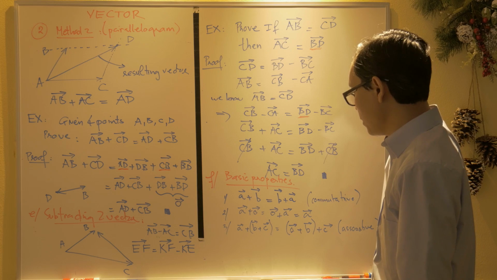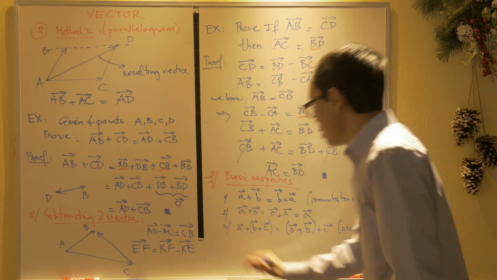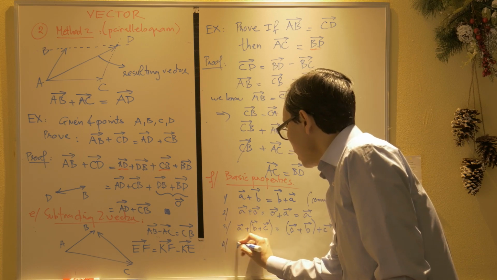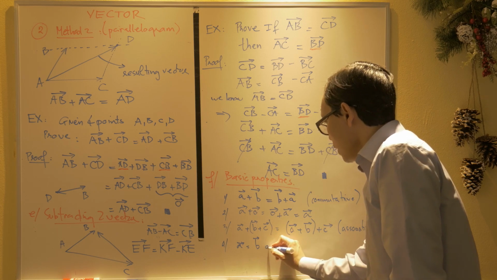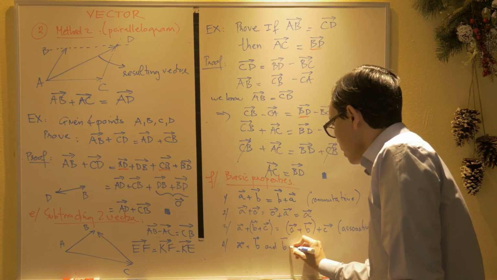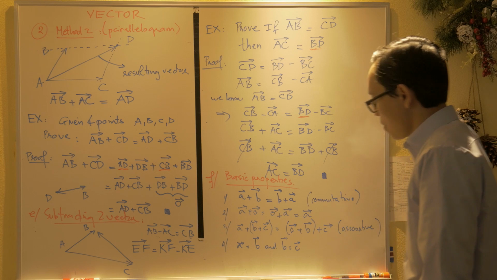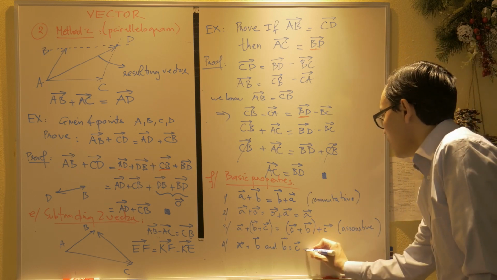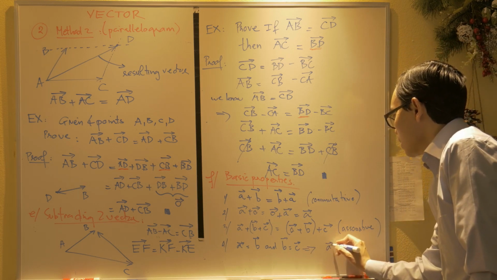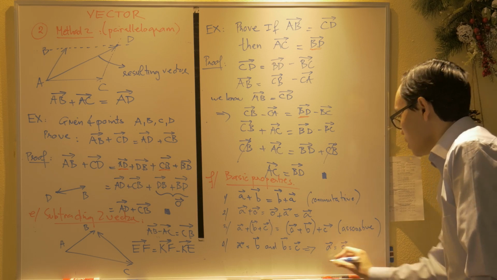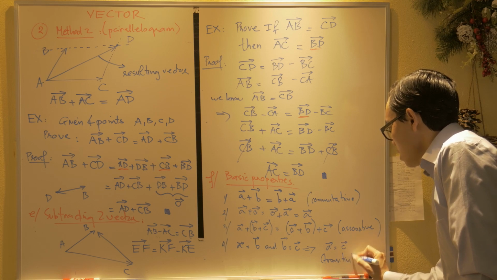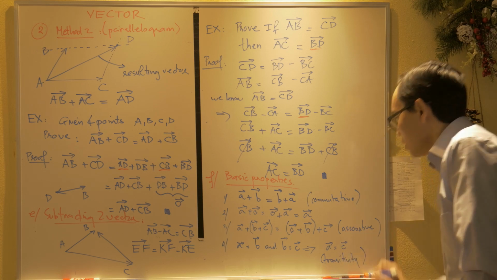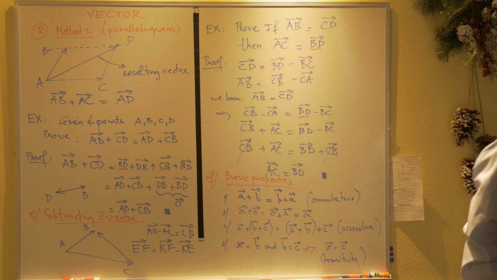We also have the transitive property. If we have vector A equal to vector B, and vector B equal to vector C, then vector A equal to vector C. This is the transitivity property.